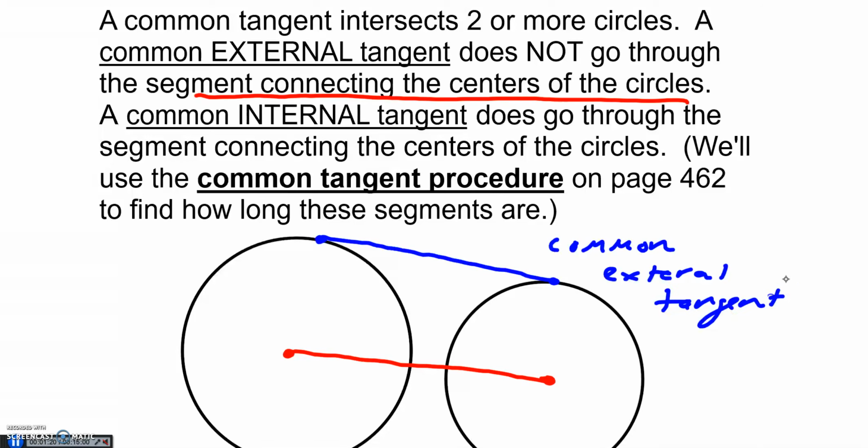And our goal for the day is to figure out what that length is eventually. And yes, this segment is a line, so it could continue in both directions, but because we actually want to find this length, we're calling it a segment in this section.